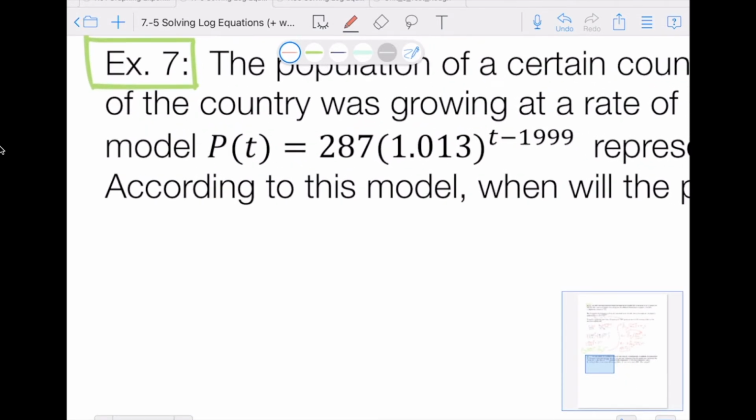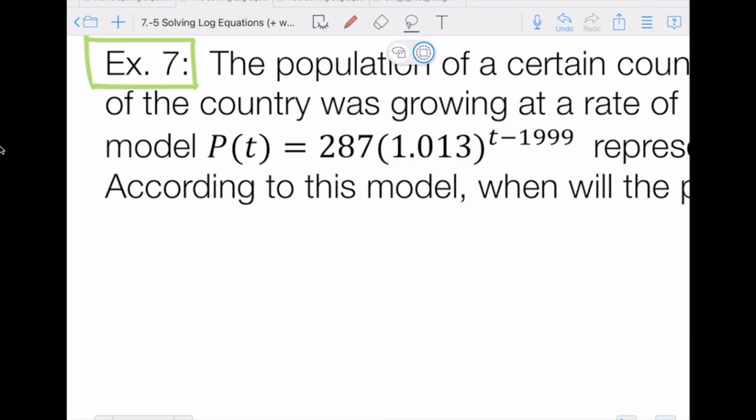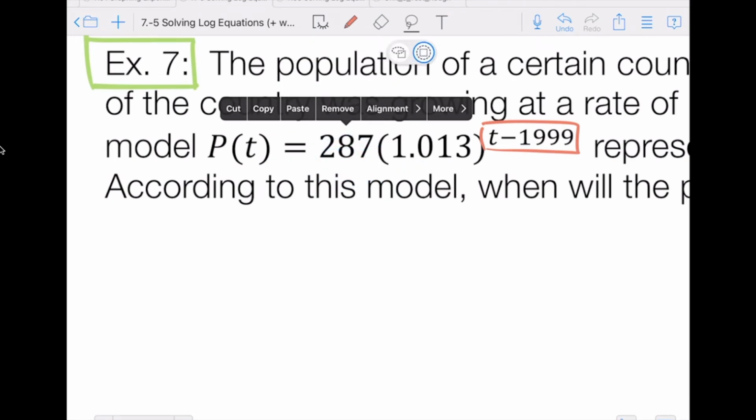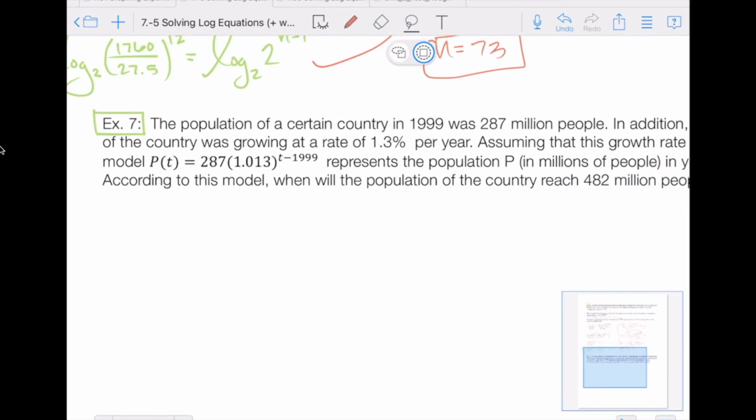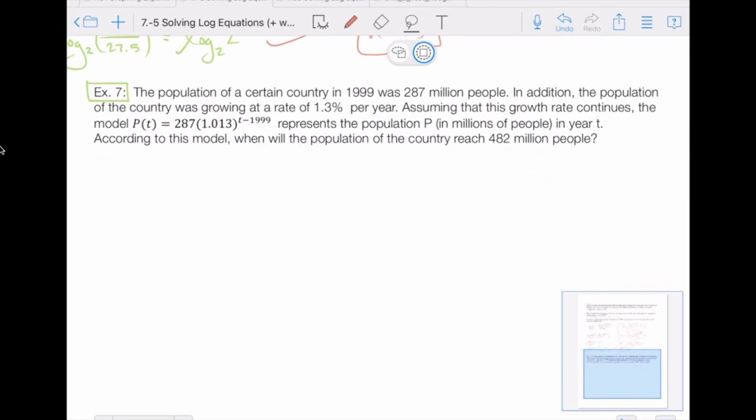So notice here, you guys have seen this before. This is an exponential growth problem. So notice this is 100% of the population, the 1, and then we're adding 1.3% right there. And then notice this is your starting amount in millions. And then because we're talking about years rather than number of years past, we have to find the difference between the current year and 1999. So you've seen this before. It's probably been a couple years, but you have seen this formula before.